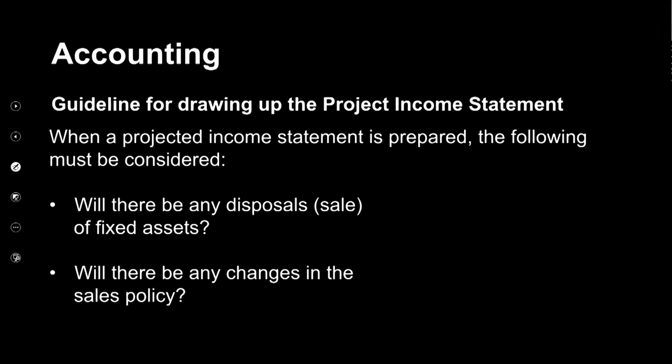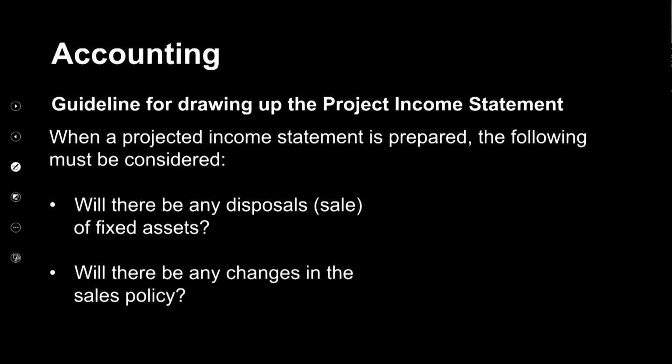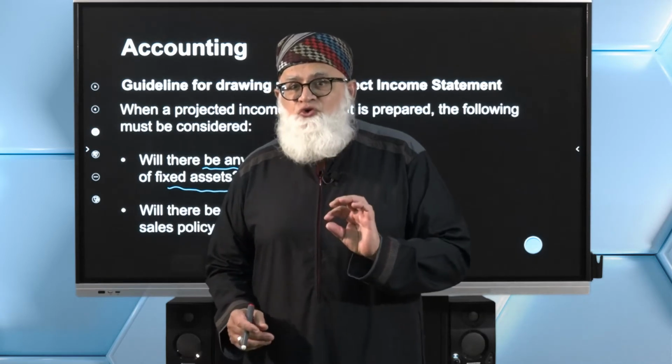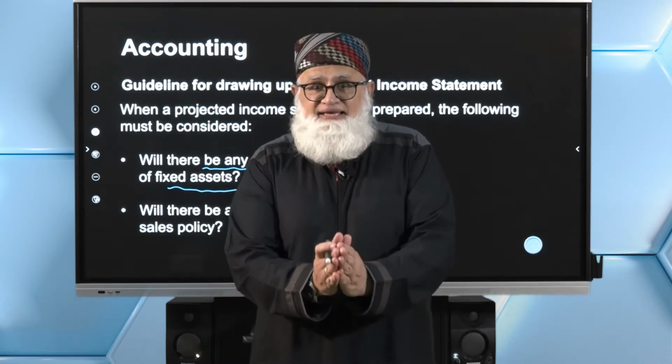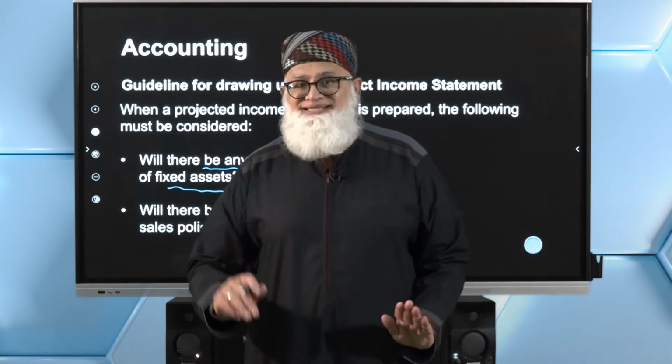Once again, we're looking at items that we need to consider, or guidelines, when we are drawing up the projected income statement. Will there be a disposal, a sale of a fixed asset? Again, you notice that asset disposal comes in here. And again, one of the examples that will clearly give you a guideline as to what goes into my cash budget and what goes into my projected income statement.